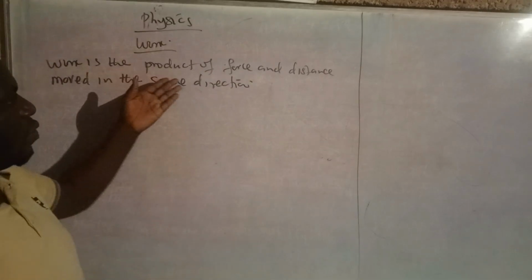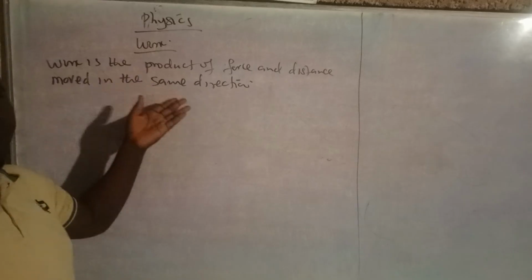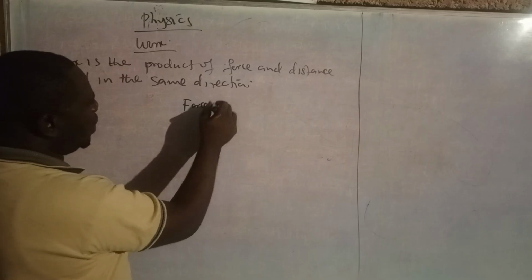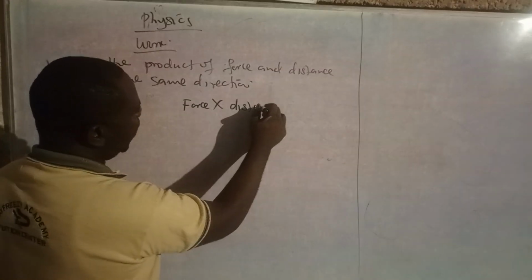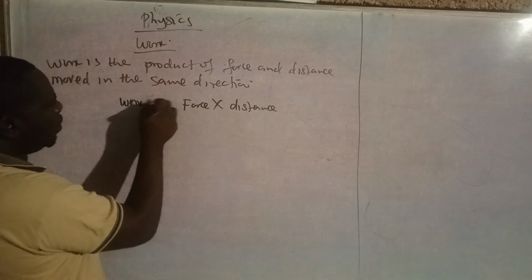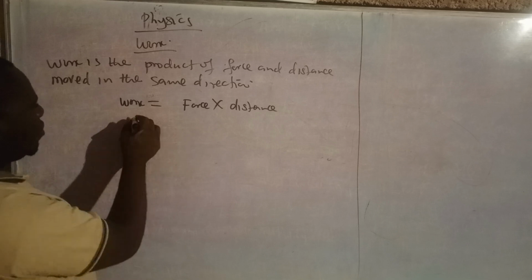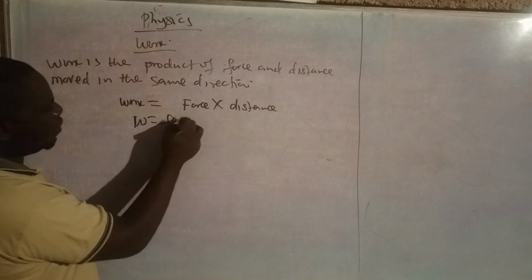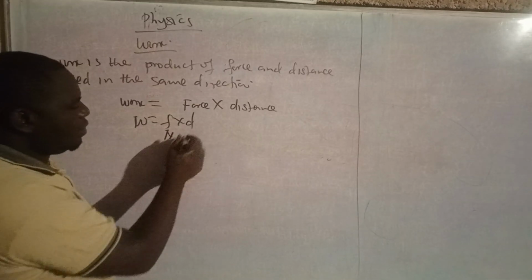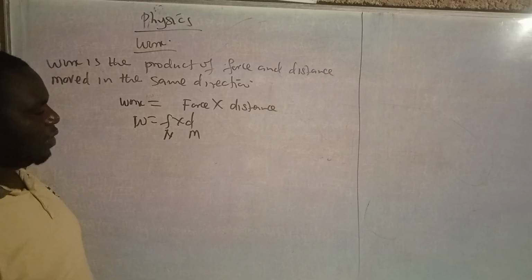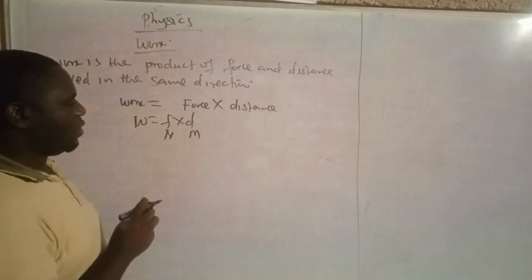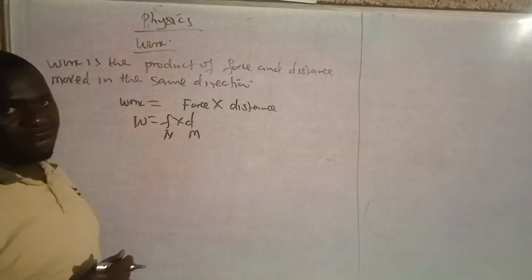I'm saying that work is the product of force and distance moved in the same direction, which means the force and distance must move in the same direction. So work is equal to force times distance. In symbols, work is equal to force times the distance. The force needs to be in newtons and the distance in meters. If the distance is in centimeters or kilometers, by all means convert it into meters. Then the force must be in newtons.